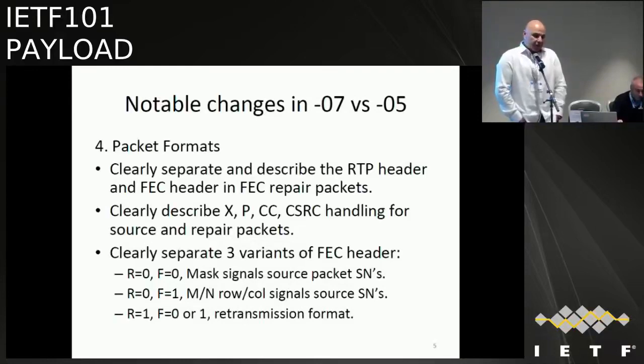And then the second variant is when you have R equals 0, so not a retransmission, but F equals 1, meaning that rather than having a bit mask, there is a fixed pattern block. There's a fixed 2D block pattern for the source symbols. And there M and N give you the row and column dimensions of that block, and then you map the sequence numbers of the source packets based on that row and column number. And then the third format is a retransmission format. When R equals 1, F can be 0 or 1. And that's just an optimization to allow people to do retransmission without using the IETF 4588 format.